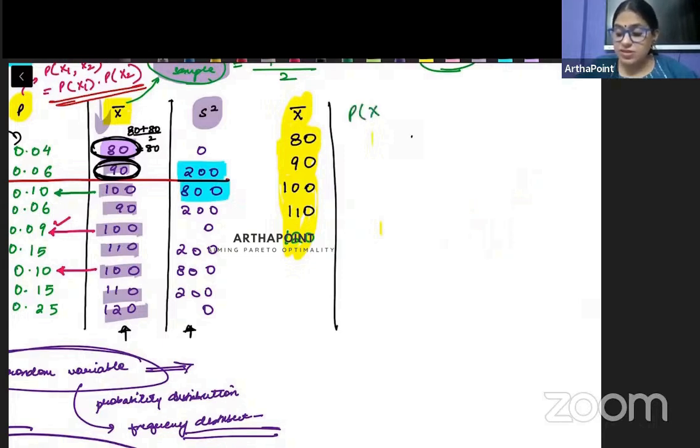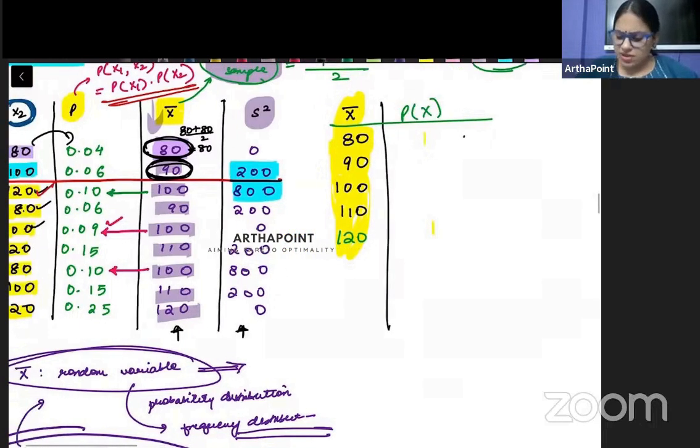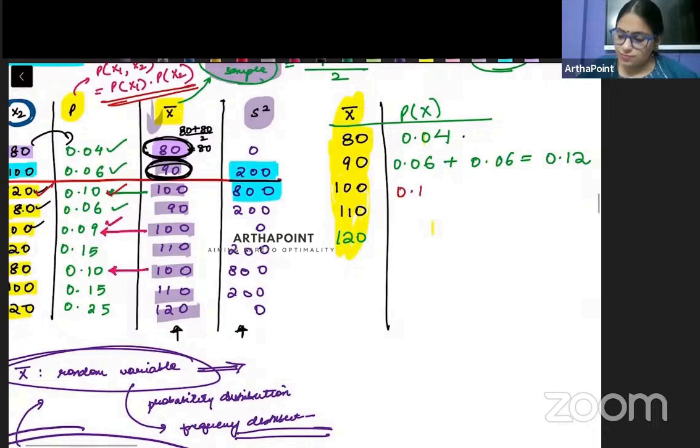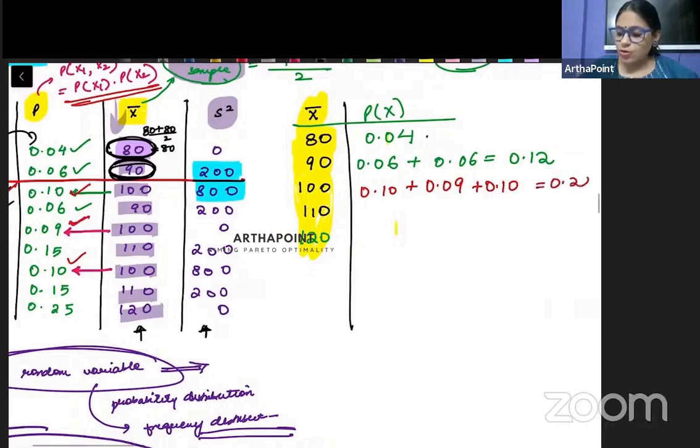I see a difference in the probability of 100 here, right? So for 80, it remains at 0.04. For 90, I see 0.06 here and 0.06 here. So it was the same as multiplying it with 2, so 0.12. The issue is with 100. With 100, I see 0.10, but I see 0.09 here, and then again 0.10. So this gives me the answer as 0.29.